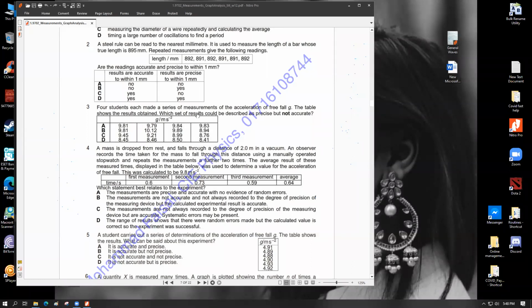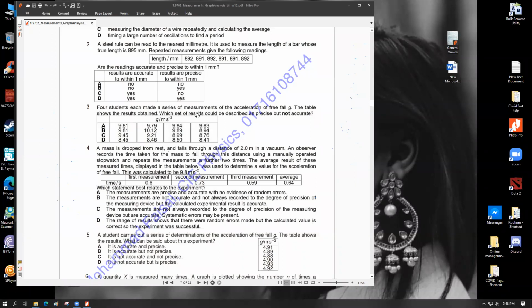Answer choice A reads, the measurements are precise and accurate with no evidence of random errors. This is highly wrong. If there were no random error whatsoever, then all of those readings are supposed to be identical. These measurements can be said to be accurate because the average value of g was correct, but they are definitely not precise. So A is wrong. A is out of the question.